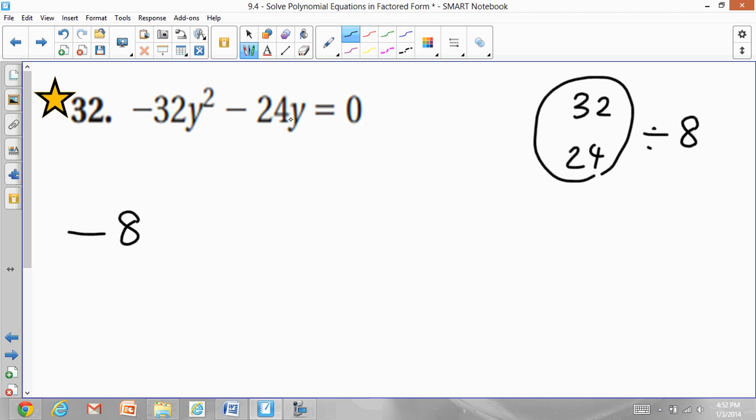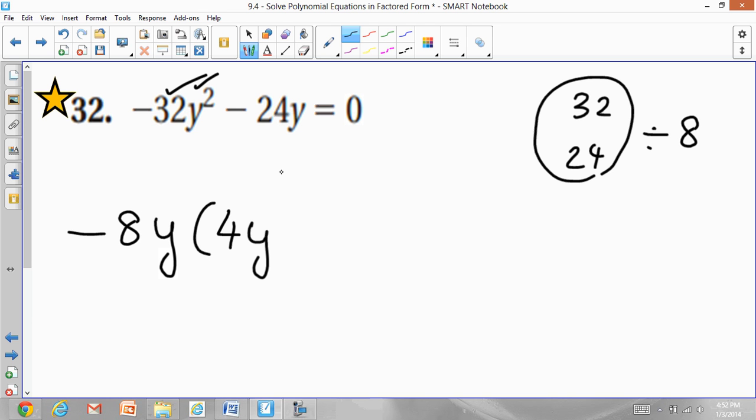Now I'm looking at y squared and y. So y squared and y, they both have y in common. So I'm going to pull out the y. The remaining goes inside. So when you do a distributive property and multiply, you need to get back the question again. So negative 8y times what will give you negative 32y squared? So 8 times 4 is going to give you 32. Y times y is going to give you y squared. So you get this back again. Now going for the second one.